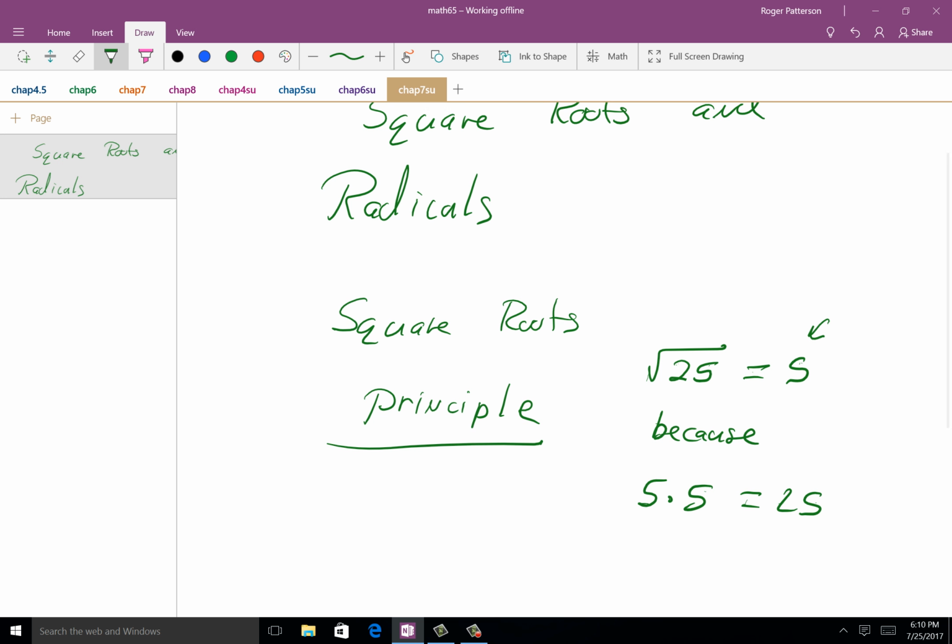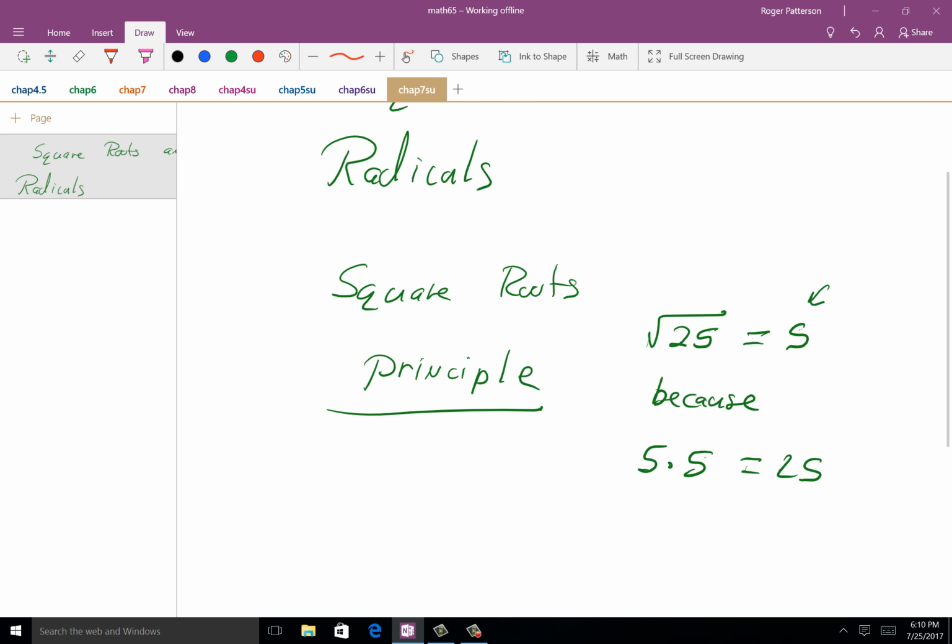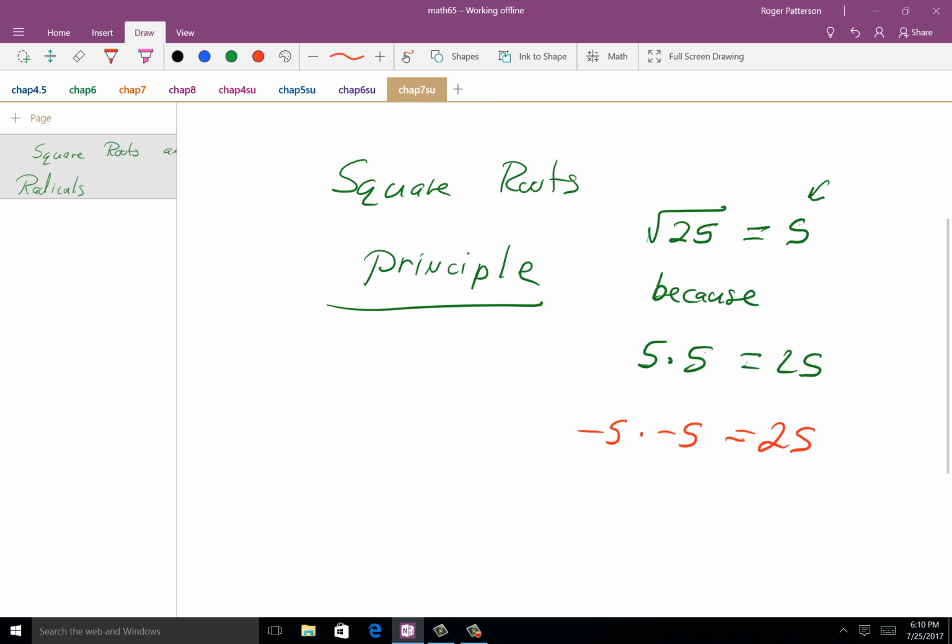However, if we take a negative 5 times a negative 5, we also get 25. So the square root of 25 is really plus or minus 5. Okay? It could also be a negative because a negative times a negative is a positive. But the principal square root is what you mostly are going to deal with in a real life situation. In a mathematical sense, it could be both.